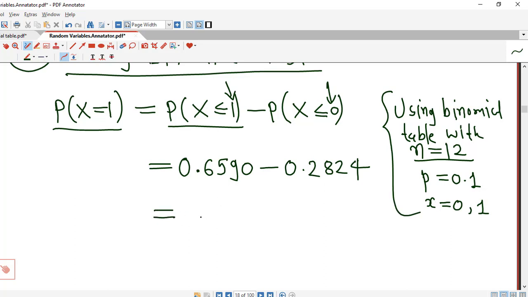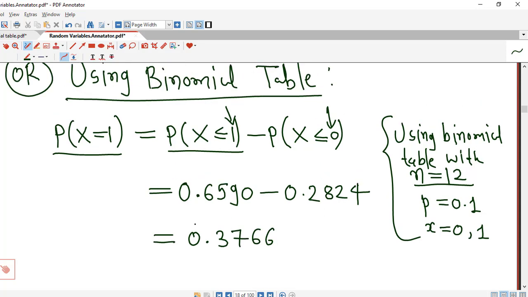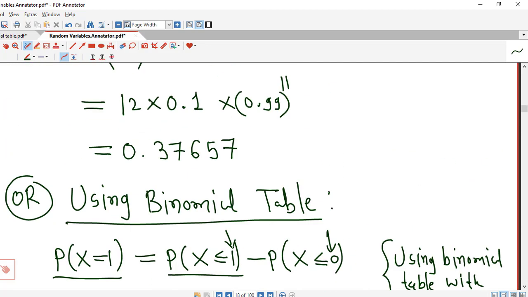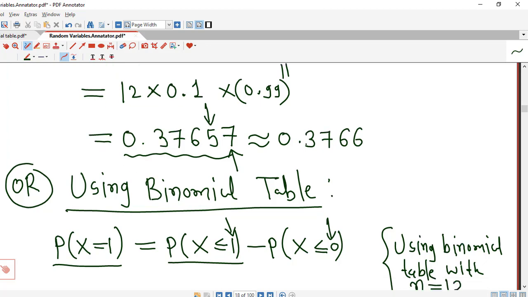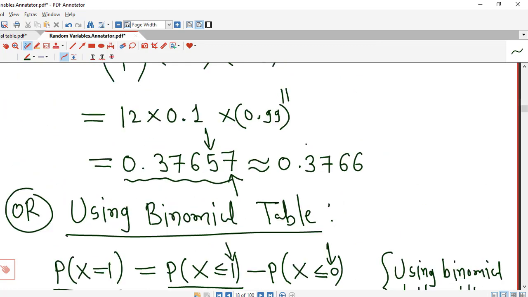And if you take the subtraction, you have 0.3766. So we can compare both the answers. This is up to 4 decimal places, 0.3766, and this is up to 5 decimal places, but if we round off up to 4 decimal places, the next digit is 5 or greater, so we have 0.3766. So the answers are the same up to 4 decimal places. So that is your choice.